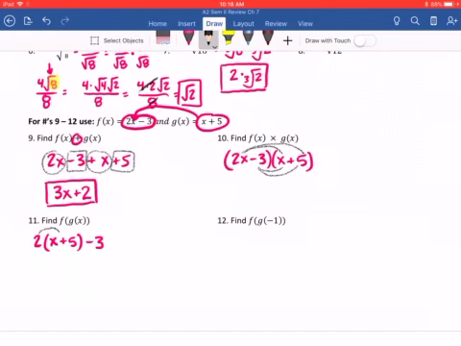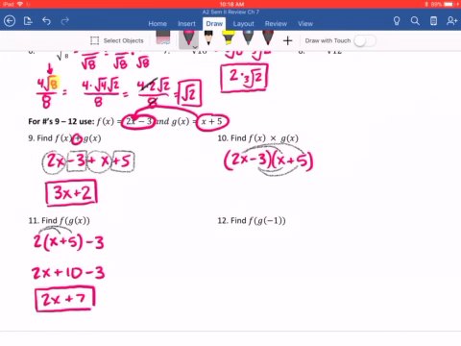So to simplify this, we can go ahead and distribute that 2, and we get 2x plus 10 minus 3. And 10 minus 3 would give us 2x plus 7. All right, so that would be all our like terms are combined, and that would be our answer right there.